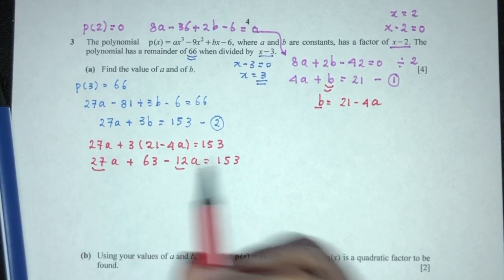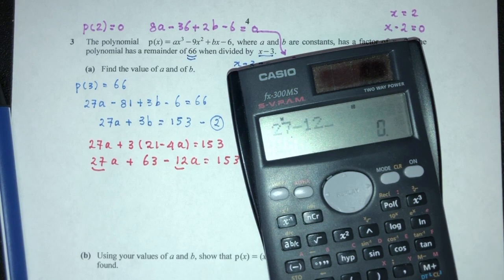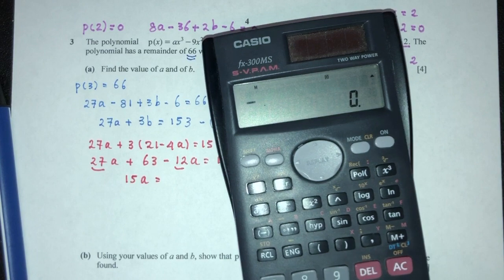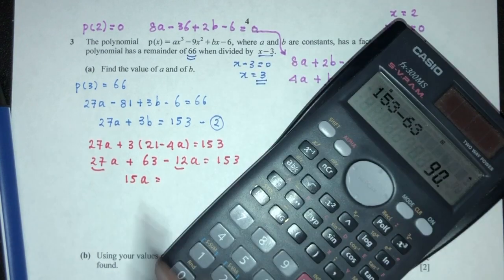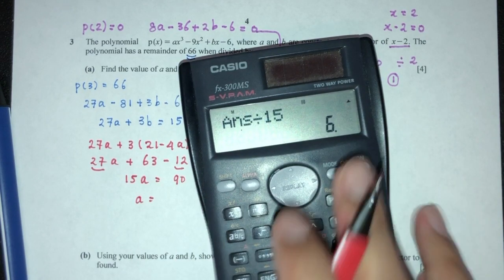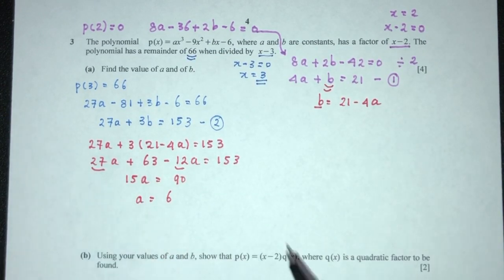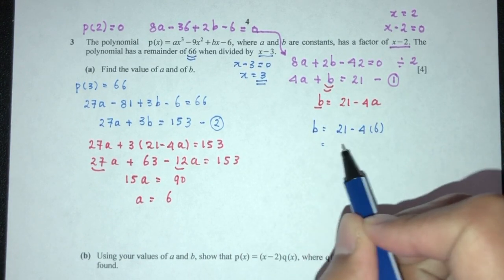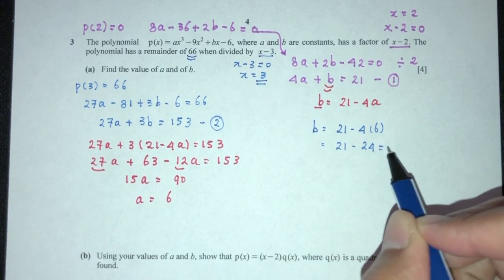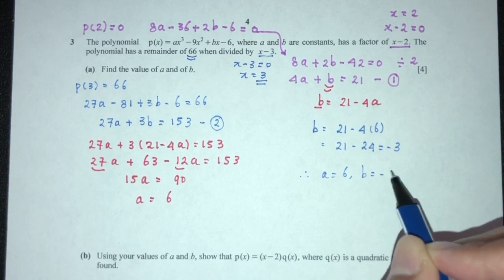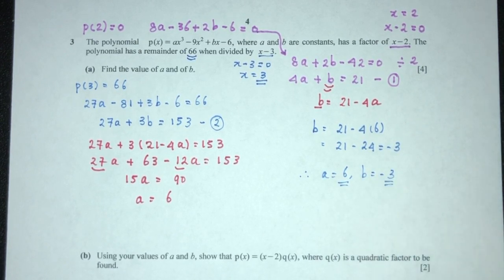So 27 minus 12, that will be 15. And that will be 153 minus 63. That will be 90. So a will be the value of 90 divided by 15. That will be 6. So finally, b will be 21 minus 4 times 6. That will be 21 minus 24. That will be minus 3. a will be 6 and b will be minus 3. Okay, these will be the values of a and b, as you can see, step by step.